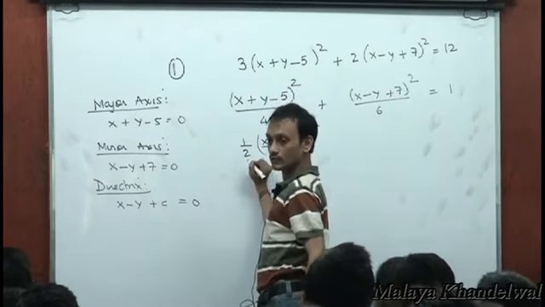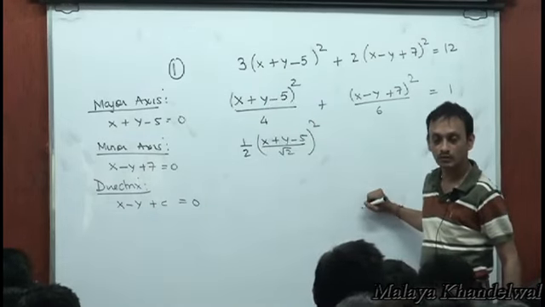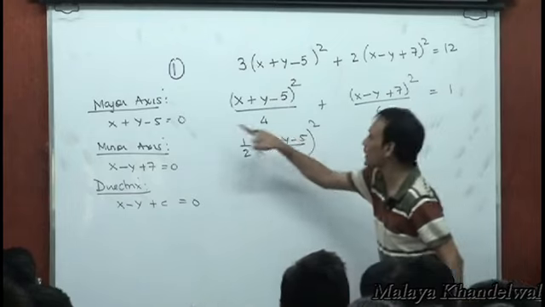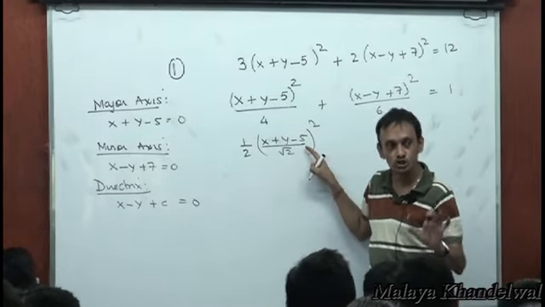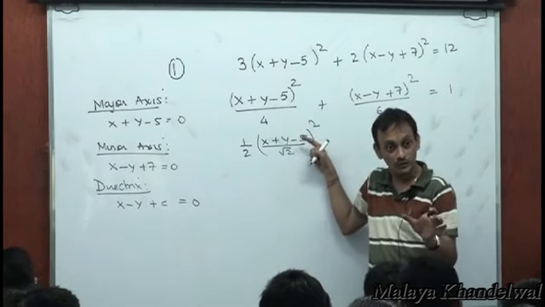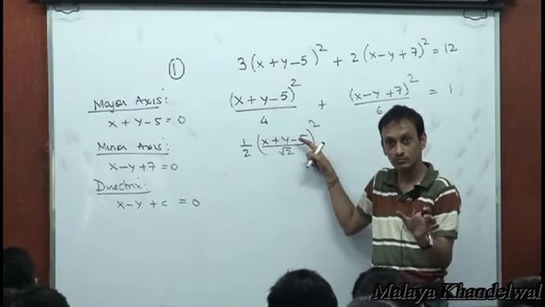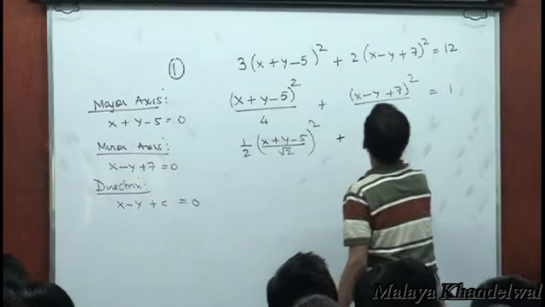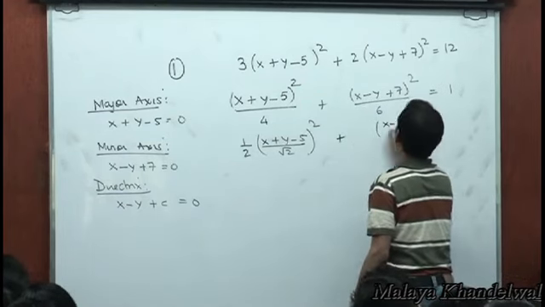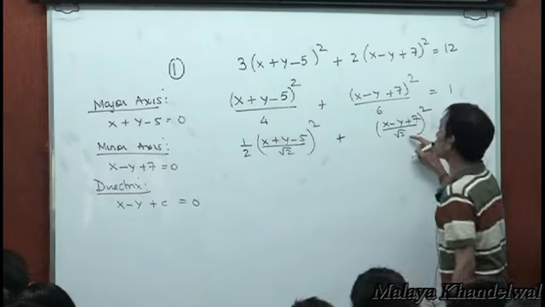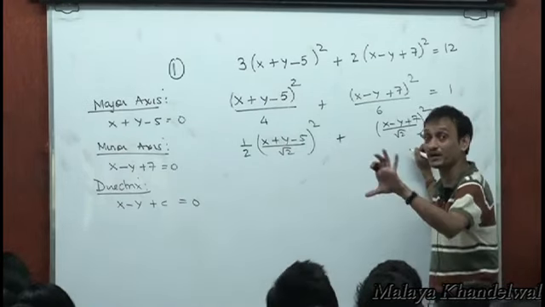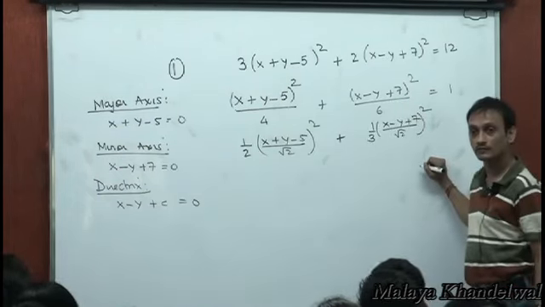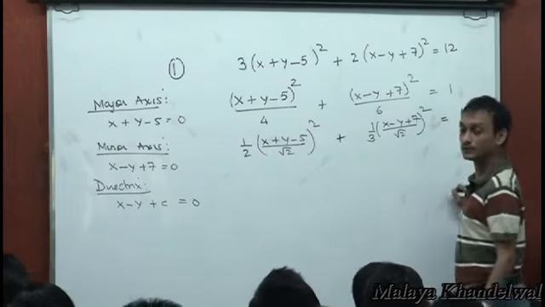No, because I had to write it as distance of (x, y) from this line. That's why I wrote this root 2. Distance of any (x, y) from the major axis squared. And then this obviously was balancing, plus (x minus y plus 7) by root 2 whole squared is the distance of (x, y) from the minor axis whole squared. So we have like a PM squared and a PN squared, and this is 2, and this is like 1 by 3, right? That must be equal to 1.